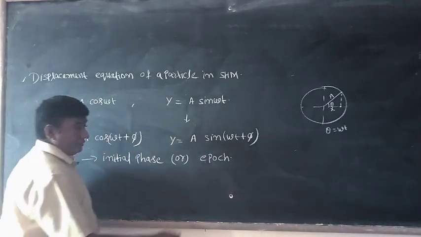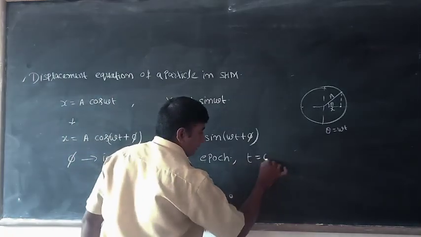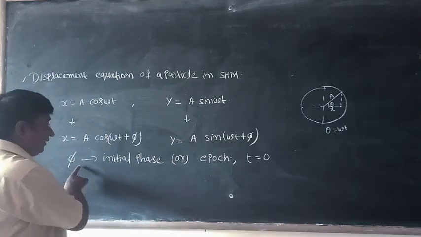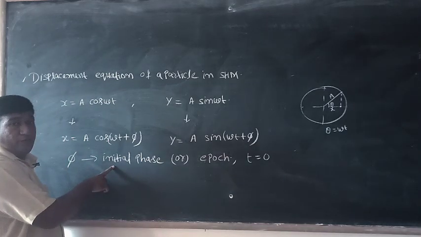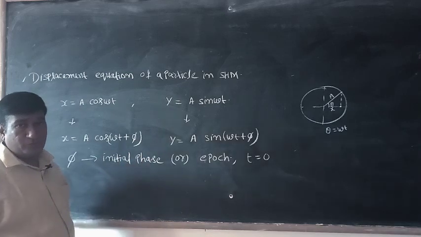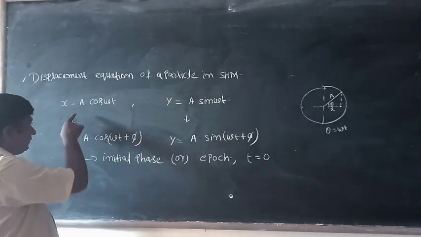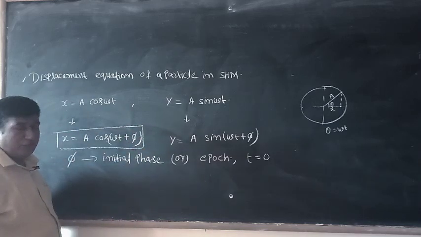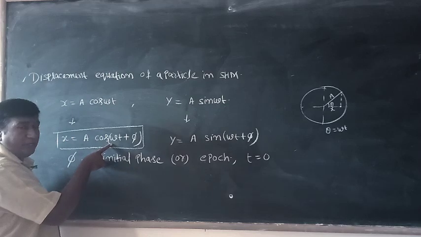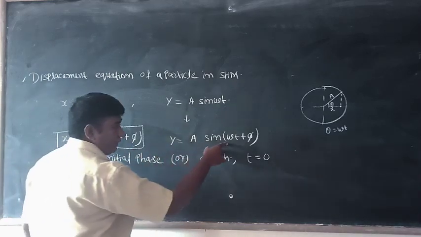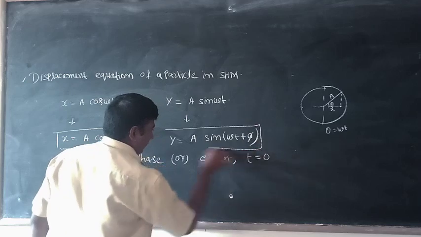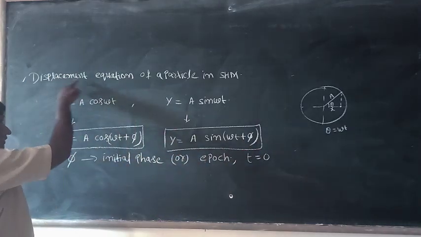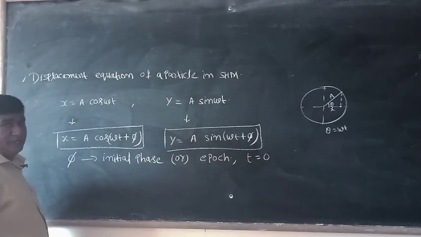It is the phase at the initial time, when t is equal to 0. So based on that, the displacement equations in terms of the initial phase are x equals A cos(omega t plus phi), and y equals A sin(omega t plus phi). These two equations we can call the displacement equations of a particle in SHM.